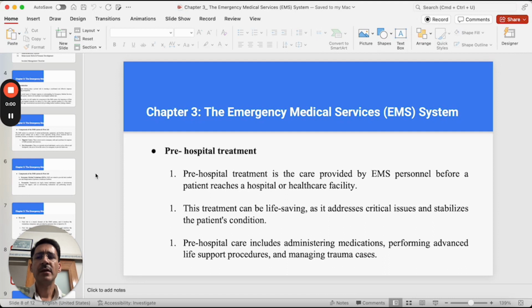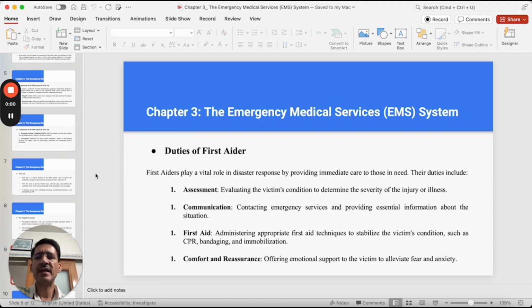Pre-hospital treatment. Pre-hospital treatment is care provided by EMS personnel before a patient reaches a hospital or healthcare facility. This treatment can be life-saving as it addresses critical issues and stabilizes the patient's condition. Pre-hospital care includes administering medicines, performing advanced life support procedures, and managing trauma cases. Duties of the first aider.